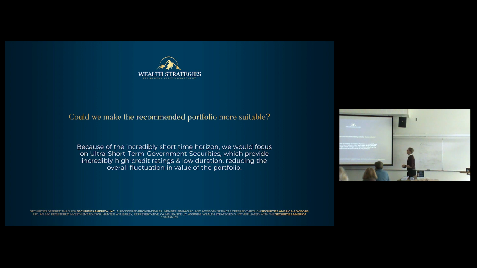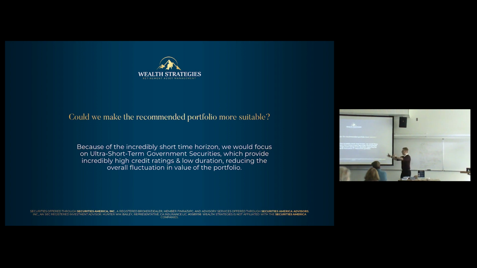So how could we make the recommended portfolio more suitable? Because of the incredibly short time horizon, we'd focus on ultra short-term government securities, which provide incredibly high credit ratings and low duration, reducing the overall fluctuation in value of the portfolio. So if you know that it's going to be a year, you could buy 52-week T-bills and just ride it out till maturity, get your money back, get a little bit of interest. You're not scared about those fluctuations.